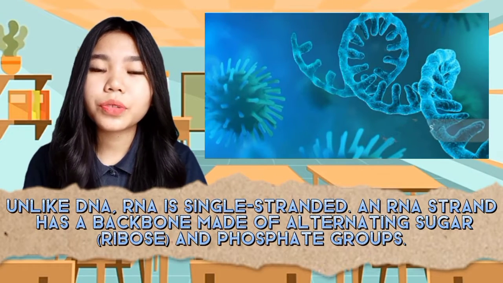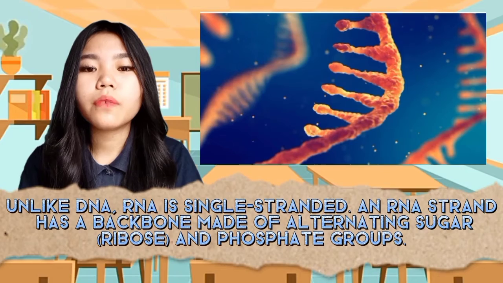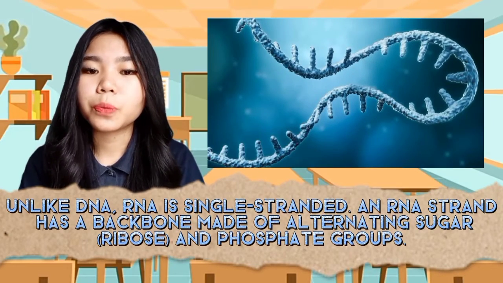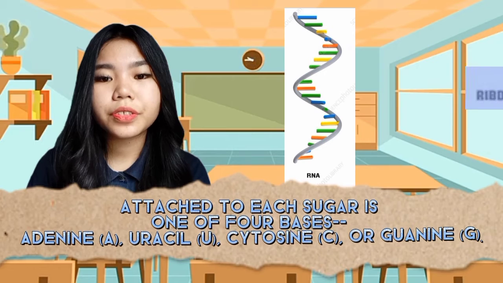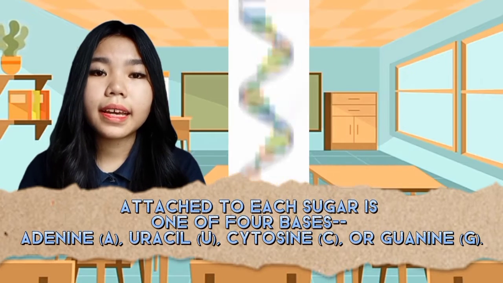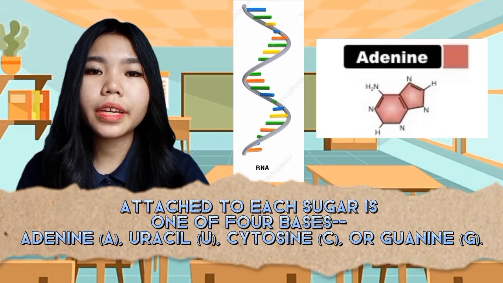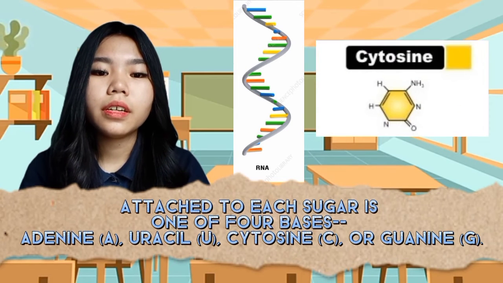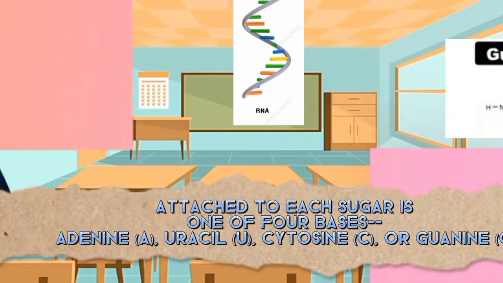An RNA strand has a backbone made of alternating sugar or ribose and phosphate groups. Attached to each sugar is one of 4 bases. And that is adenine for A, uracil for U, cytosine for C, or guanine for G.